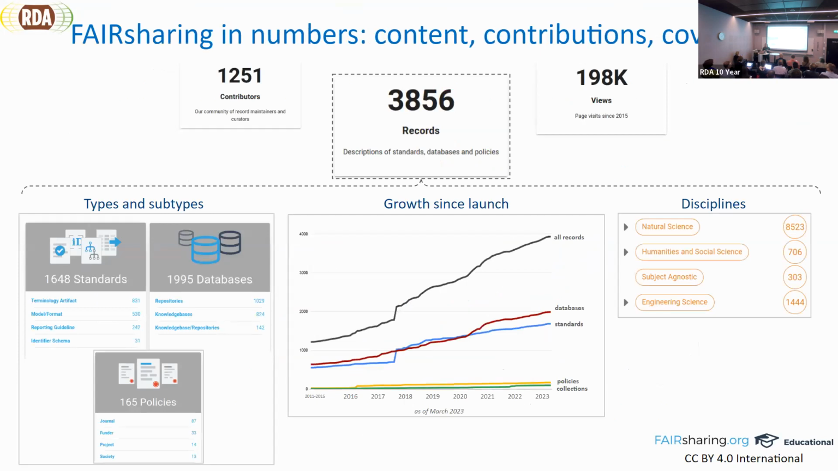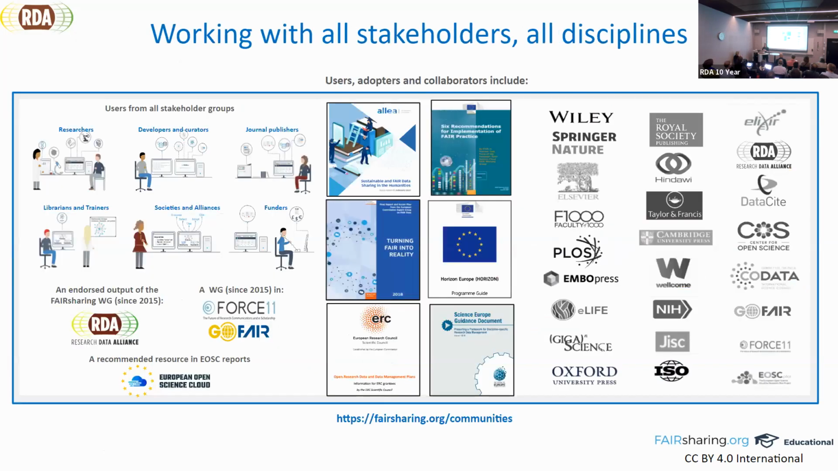We have nearly 4,000 records across these three registries. We also have over 1,200 maintainers and community champions who work on these records because every single one of them is manually curated. And there is a distribution across all the research areas. There is a slight bias, as you may notice, towards the natural sciences. This comes as a result of our history, which was in the life sciences, but we are across all research areas now. And I mentioned that we have a lot of stakeholders, and yes, we do. Indeed, the RDA is here, as FAIR sharing is one of the working groups in the RDA, but also a number of other resources and infrastructures.